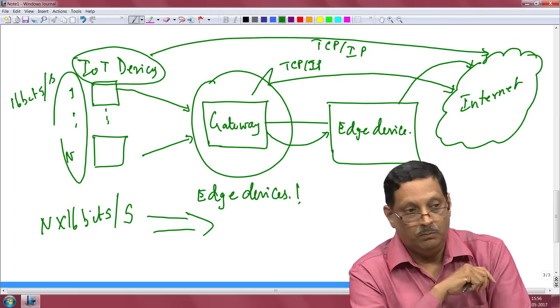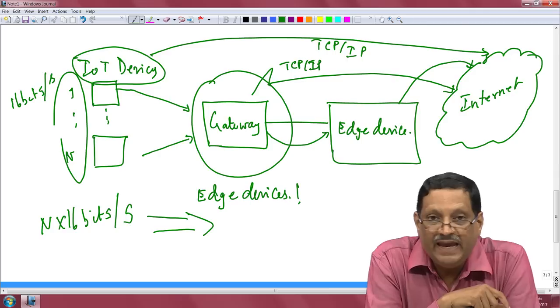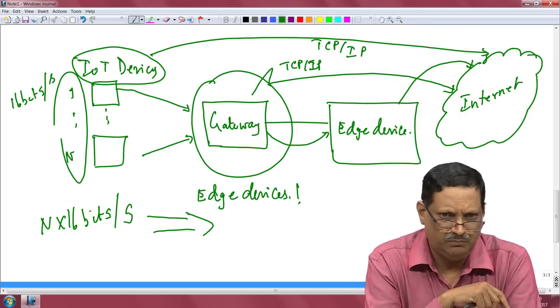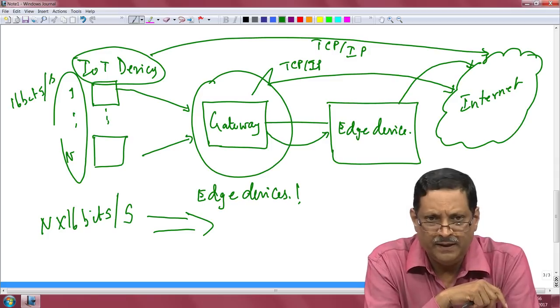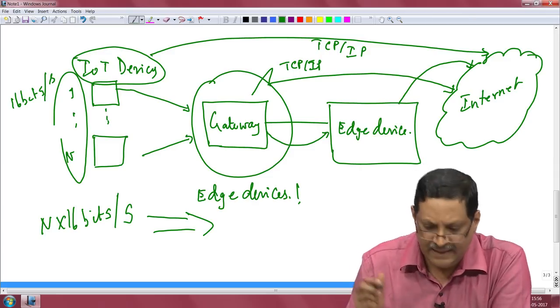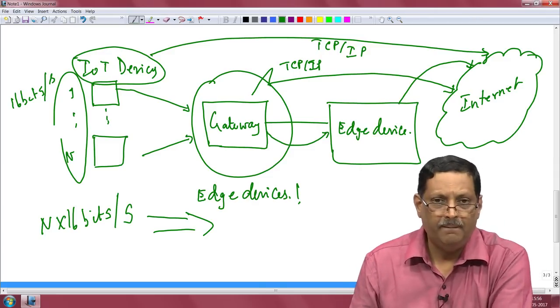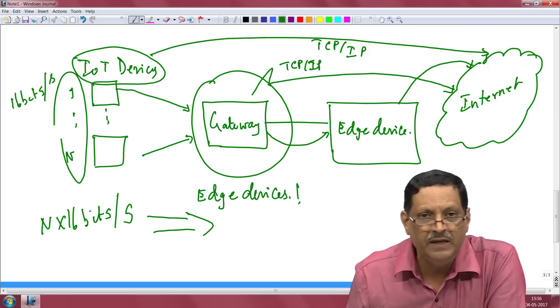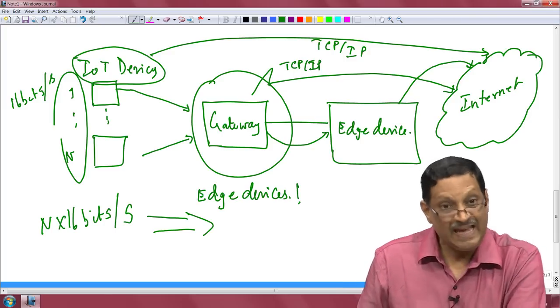Now let us assume you want to make the gateway a little more smarter, okay, and let us say there is intelligence on the gateway, what kind of data is actually being sensed.